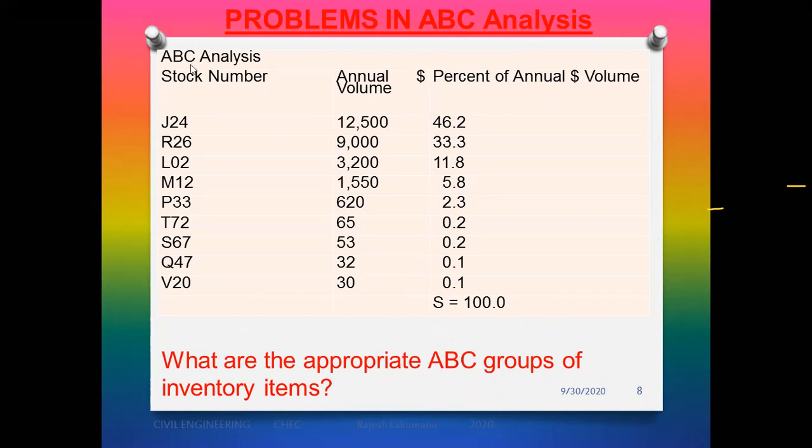Okay. So if you see the ABC analysis, here, what are the appropriate ABC groups of the inventory items?